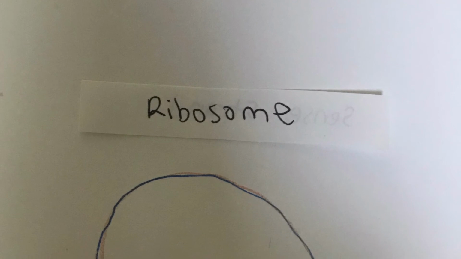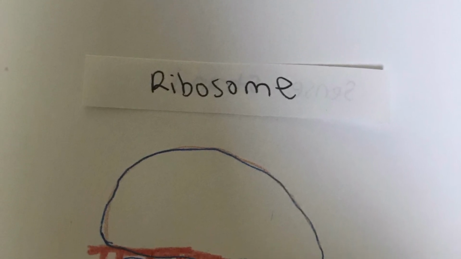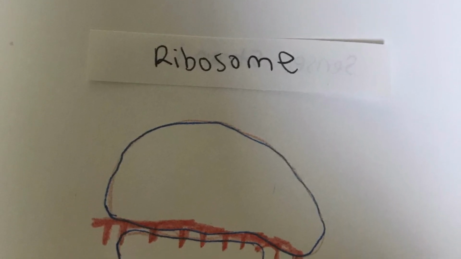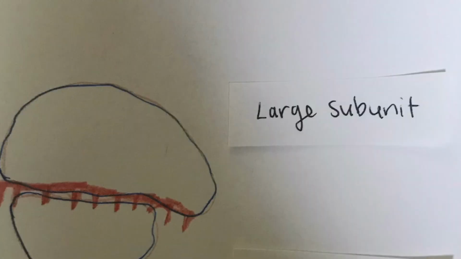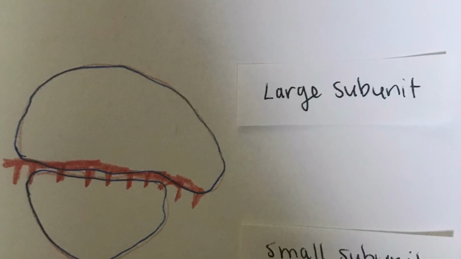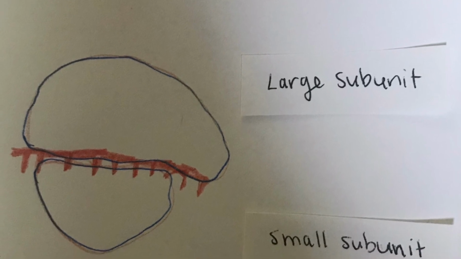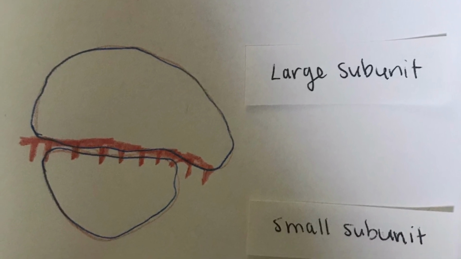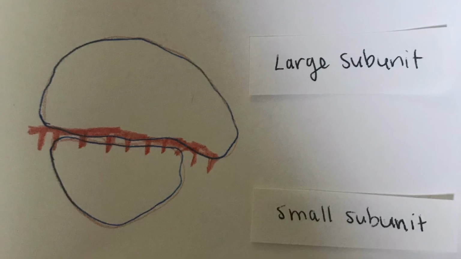Translation takes place at a ribosome in either the cytoplasm, mitochondria, or on the rough endoplasmic reticulum. Ribosomes are made of ribosomal RNA, or rRNA, and proteins. Ribosomes consist of a small and large subunit.